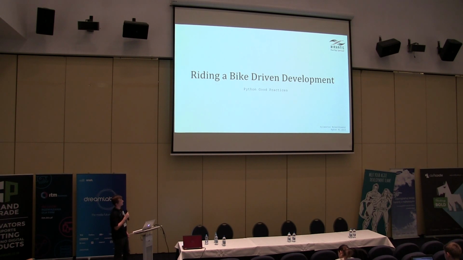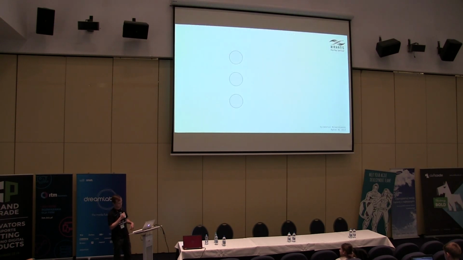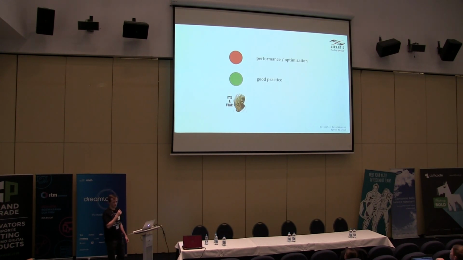So let's start. There's no reason to wait, and we'll start with a pretty simple thing and then move to some more complicated examples. There are three categories which describe what we will learn from each slide. A red dot means it will be about performance and optimization. A green dot means it's going to be a good practice. And a trap meme means it's a trap. What does it mean? We will see later. And as I said, let's start with something pretty simple.